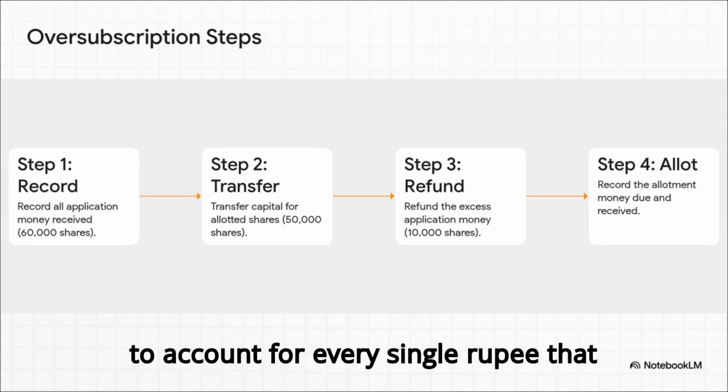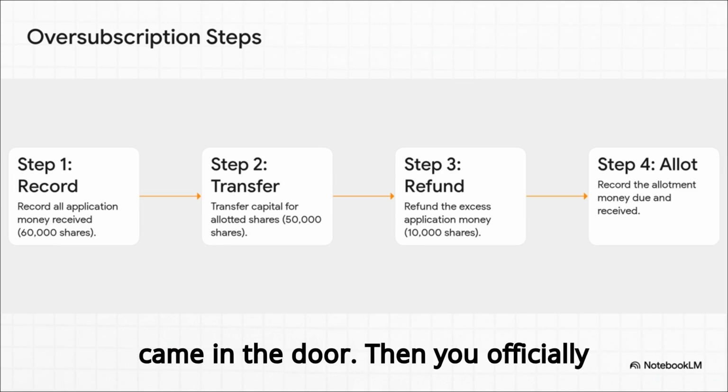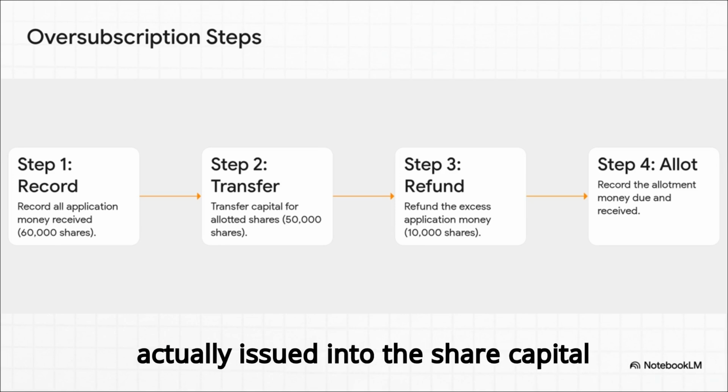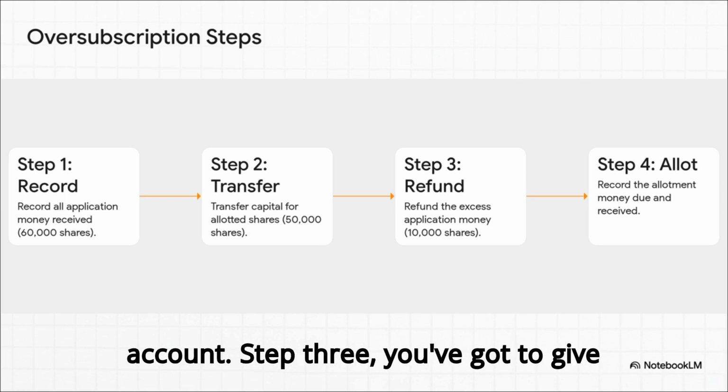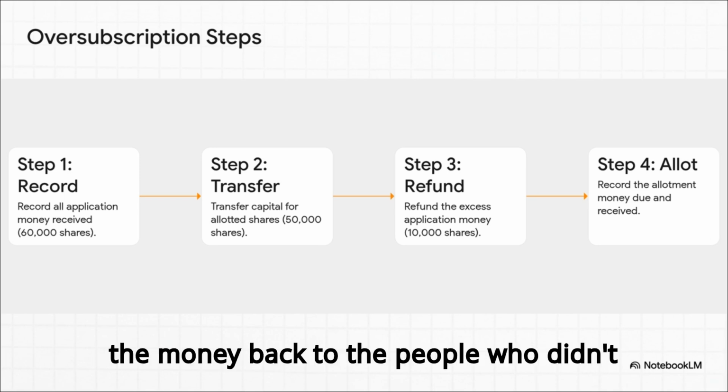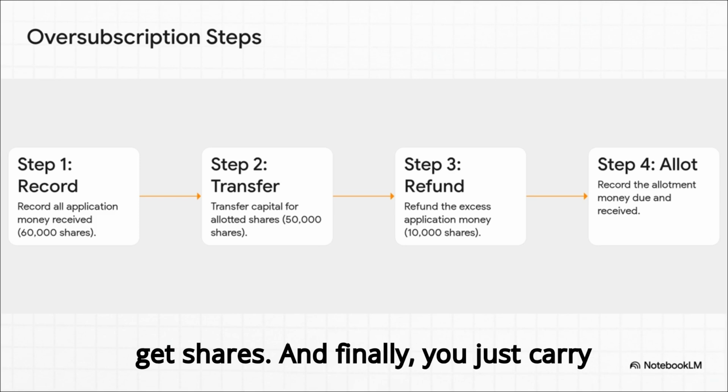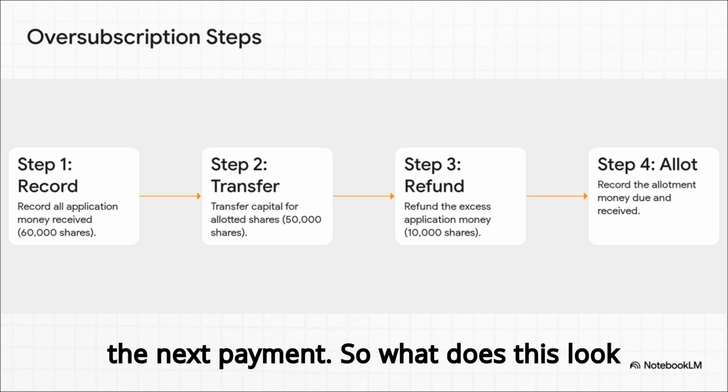First, you have to account for every single rupee that came in the door. Then, you officially move the money for the shares you actually issued into the share capital account. Step 3, you've got to give the money back to the people who didn't get shares. And finally, you just carry on with business as usual, calling for the next payment.